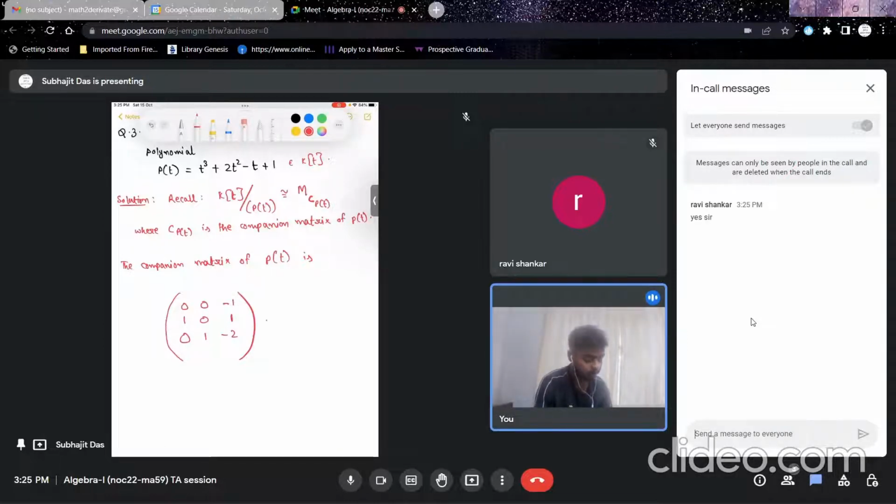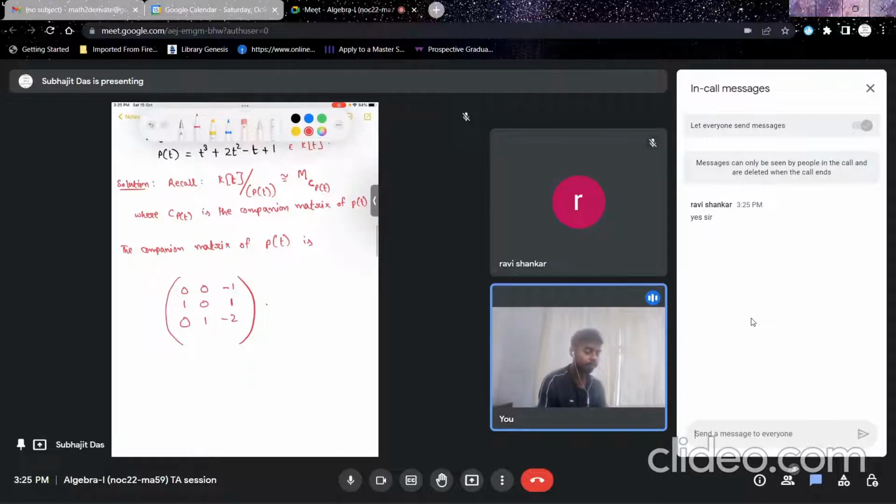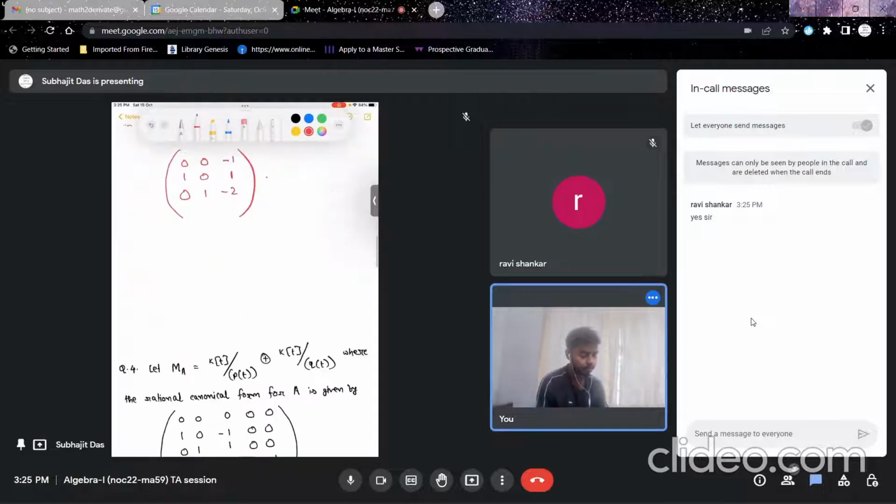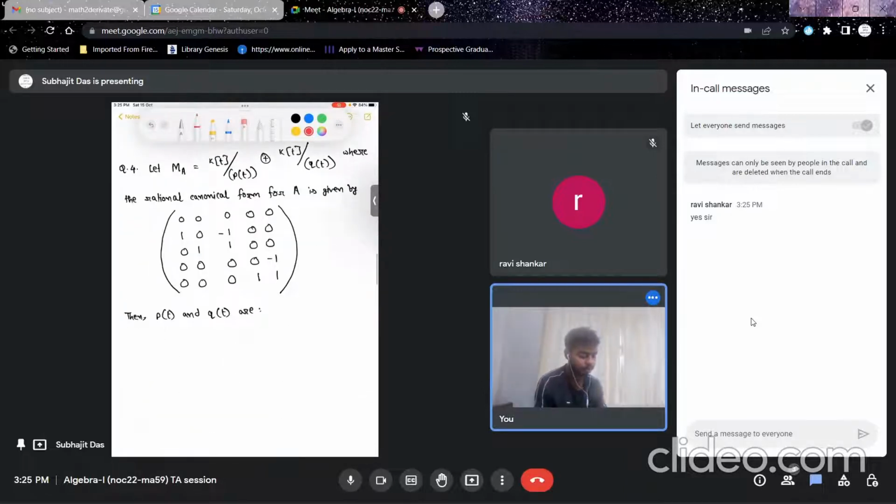So this is the companion matrix, and you have seen this particularly. So for this particular polynomial the companion matrix looks like this. So let us move on to the next problem, which is a question about the rational canonical form.